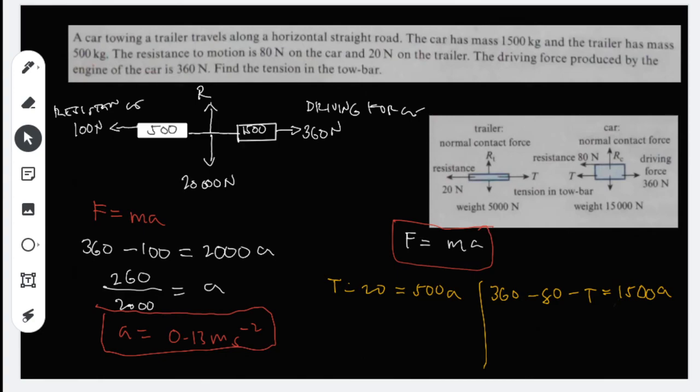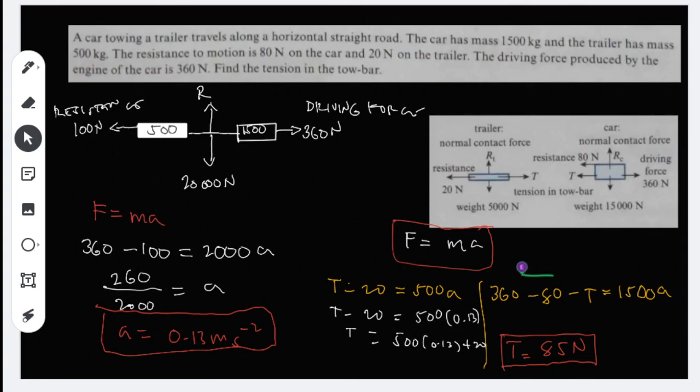Now, let's solve for the T. You can use your calculator here. So that will be T minus 20 is equal to 500 times 0.13. So the T will be equal to 500 times 0.13 plus 20. Basically, your T here will be equal to 85 Newton. If you're going to solve this one, this will also give you 85 Newton. So just make use of your calculator to solve it.